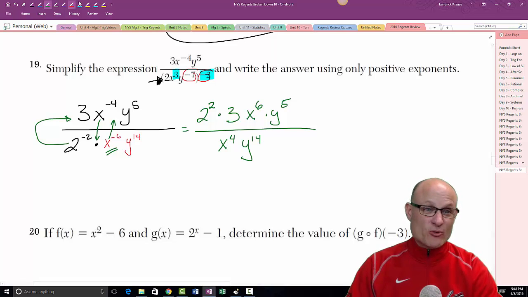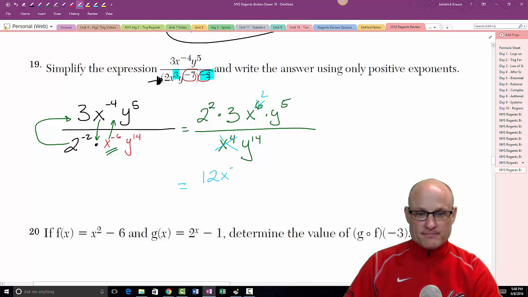Now once I've done this, the rest of it's all but history. My number is 12. The numerator has 2 more x's, so that's x squared on top. And the denominator has 9 more y's, so I end up with y to the 9th on the bottom.